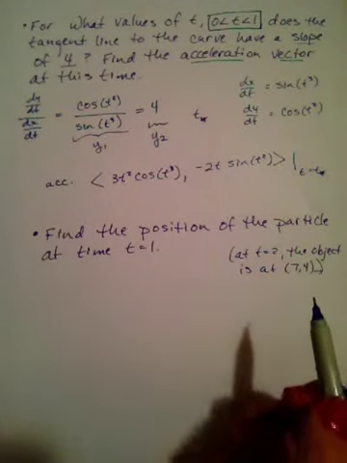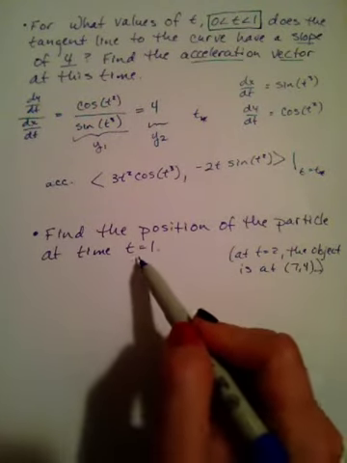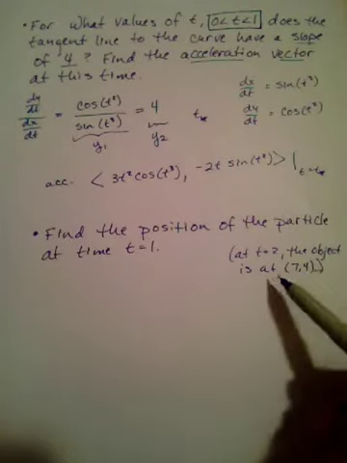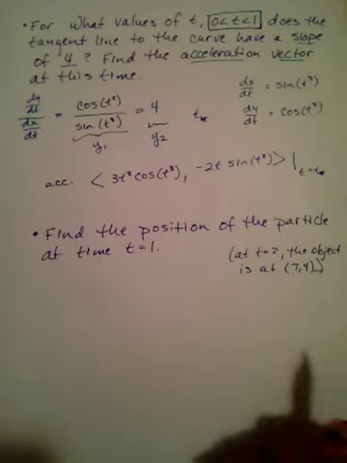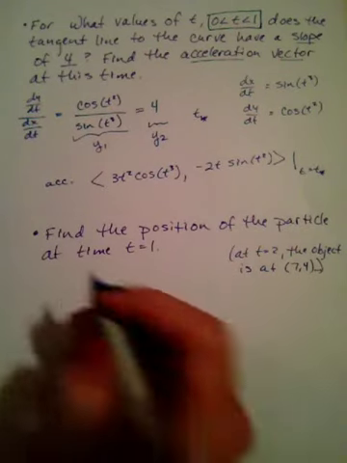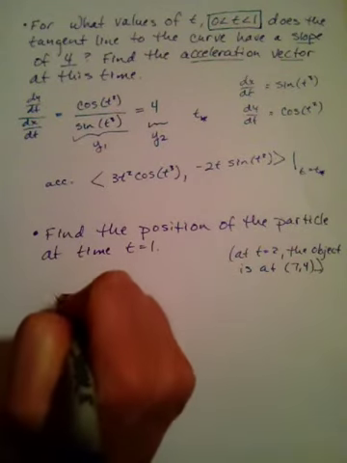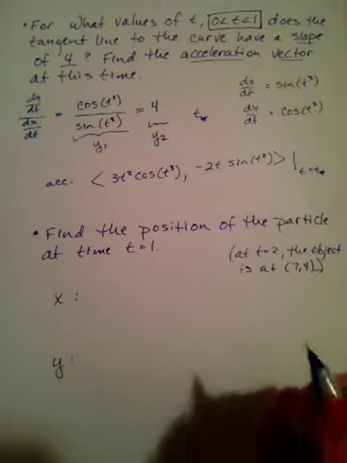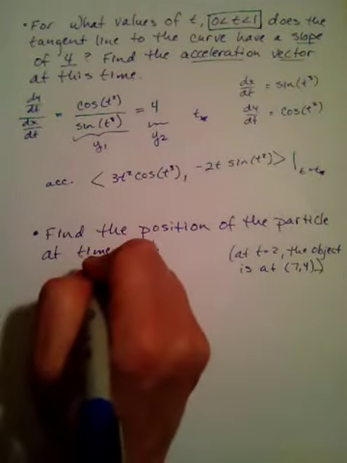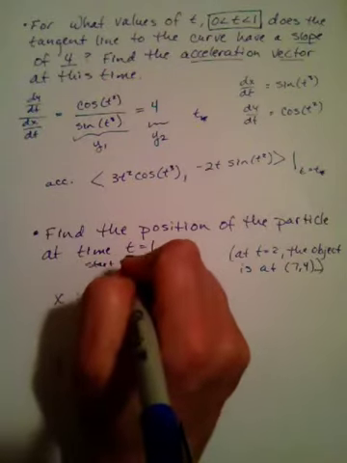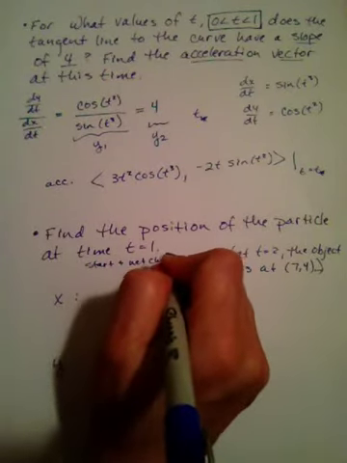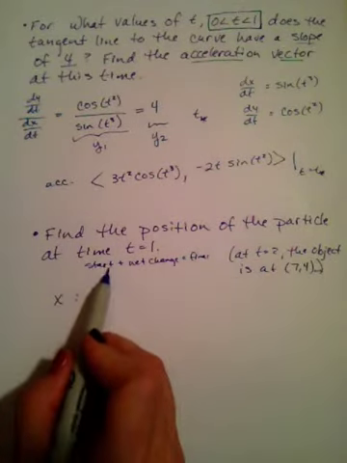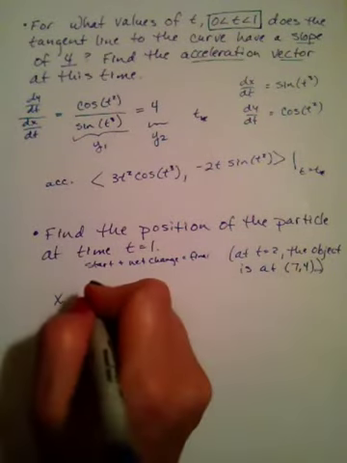For our last problem, it says find the position of the particle at t equals 1. Well, we knew from a previous problem that at t equals 2, the object is at (7, 4). So I'm going to look at this in two parts. I'm going to look at the x part of the position and the y part of the position. I'm going to use the idea of start plus net change equals final. So I have my starting position, which for x is 7.